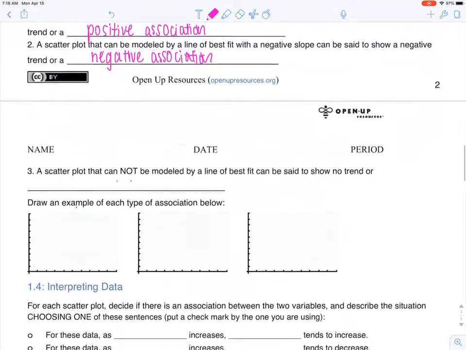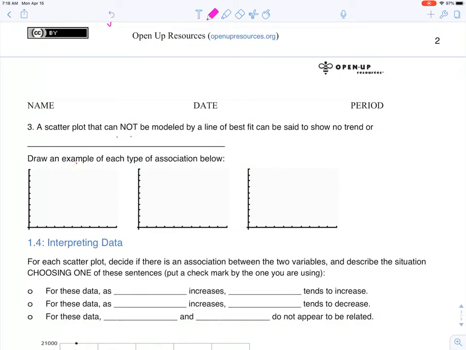Now, we haven't seen an example of this one, but one that cannot be modeled by a line of best fit can be said to show no trend or no association. And no association would be one that kind of looks like this with points kind of scattered all about everywhere. We can't really tell if it's increasing or decreasing. It's just 2 variables that aren't really related to each other. Positive association is like the one we saw before, where points are kind of increasing, and then negative is where we kind of see points decreasing throughout our graph.